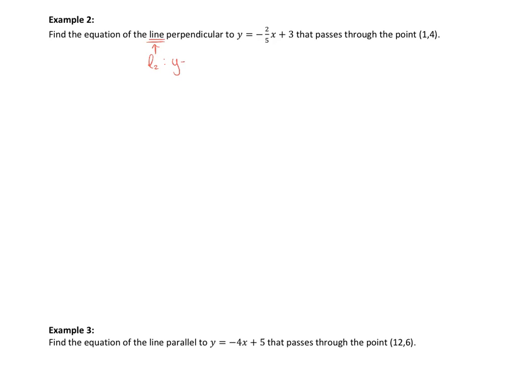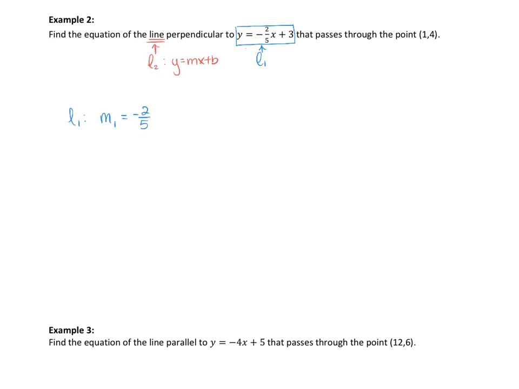So it's going to be some y equals mx plus b. And I want line 2 to be perpendicular to this equation here. Let's call this line 1. Okay, what do we know about line 1? We know that line 1 has a slope, I'll call it m sub 1, of negative 2/5.